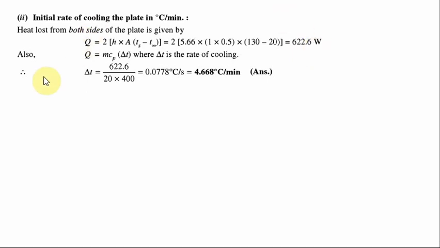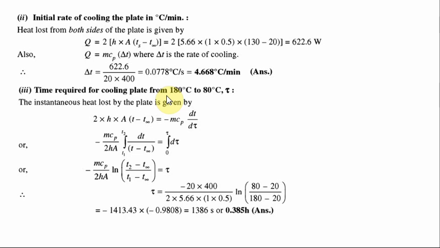We also know the equation for heat transfer, Q is equal to m Cp delta T, where delta T is the rate of cooling, m is the mass of the plate, and Cp is the Cp of the plate. Substituting the values, delta T will be 0.0778 degree Celsius per second. Converting it into per minute by multiplying by 60, it will be 4.668 degree Celsius per minute. So this is the answer for the second question.